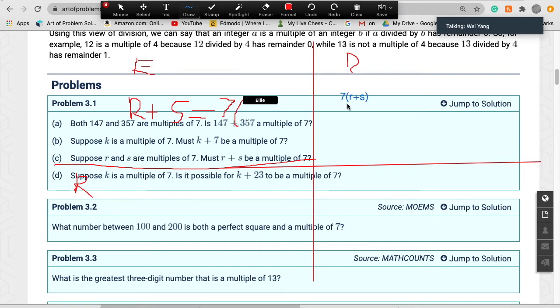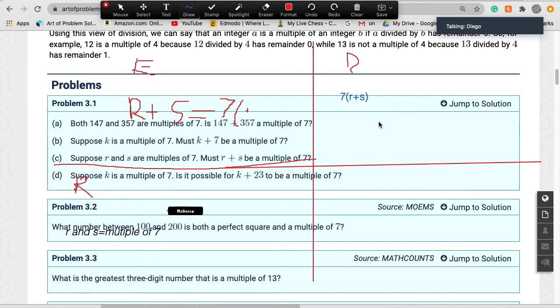Everybody, you understand, but to prove this one, that's a different story. That's hard. Yeah, that's what I did, Ellie. What do you write here? Oh, R plus S equals 7. No, that doesn't make sense. It's definitely wrong. I know.